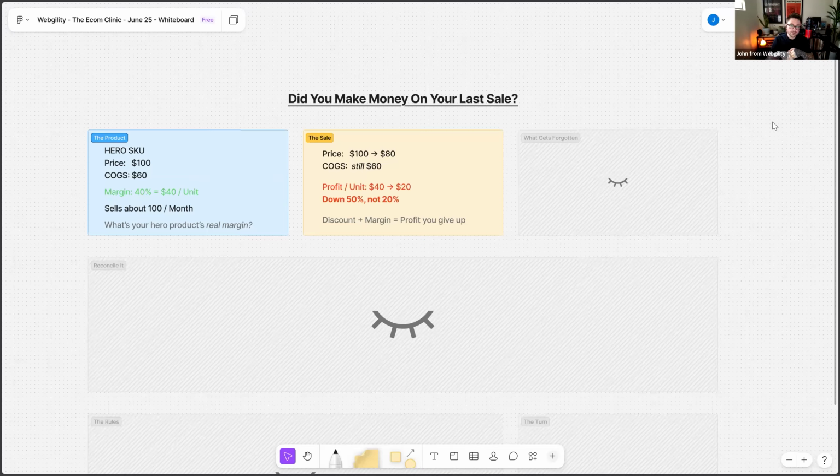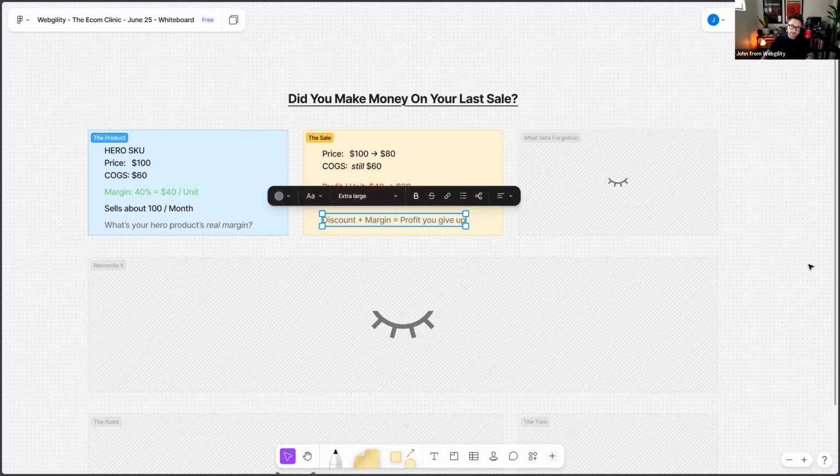So while the sale is only 20% off for the customer, your COGS is still staying the same. You're not getting a discount from your supplier, or on all the things that contribute to your cost of goods sold. That's not getting discounted. So you're still paying $60 per unit to make sure that unit ships and sells. So for you, the profit is cut in half. You're down 50% on your end rather than the 20% that the customer is seeing.